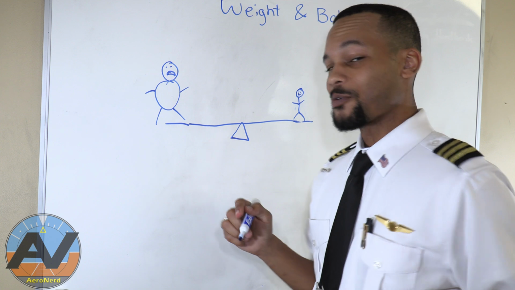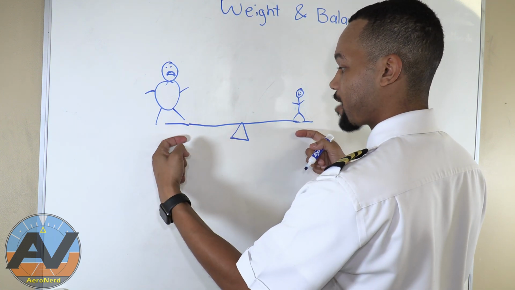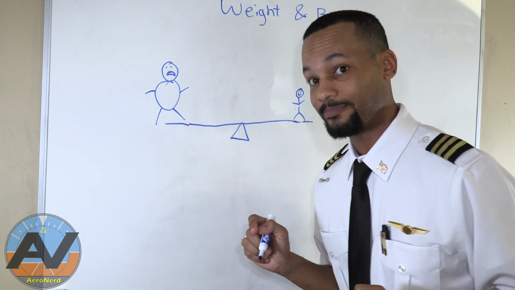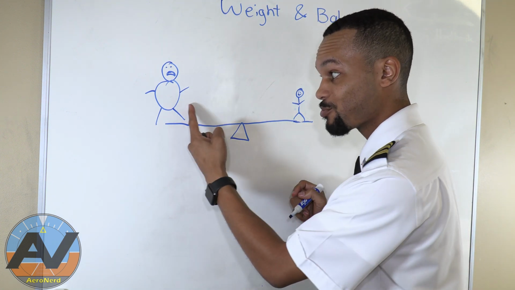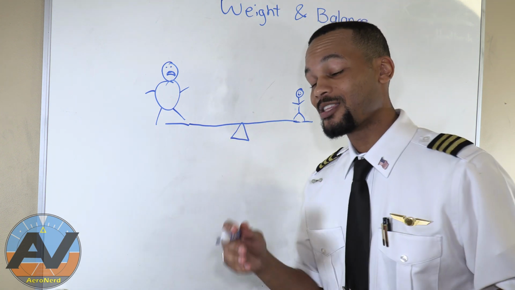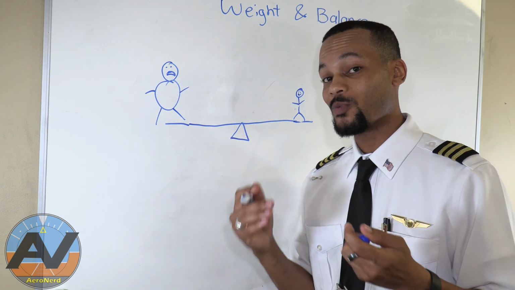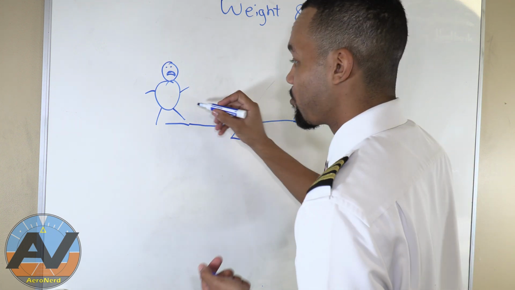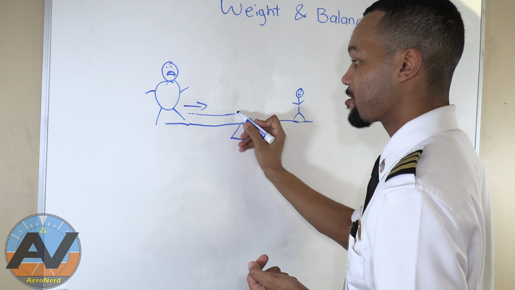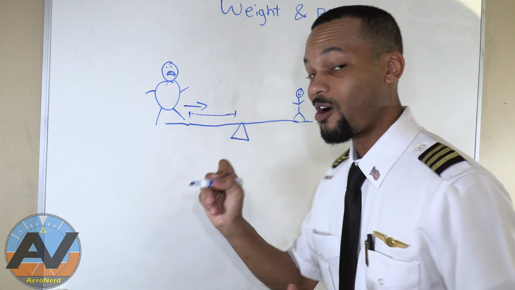What can we do in order for the seesaw to actually be balanced with these two people still on the seesaw? Well, what we probably have to do is move this guy closer to the center, right? That's exactly the same concept we use when we do weight and balance on an airplane. We got to move this guy this way. How far? This distance is called an arm.